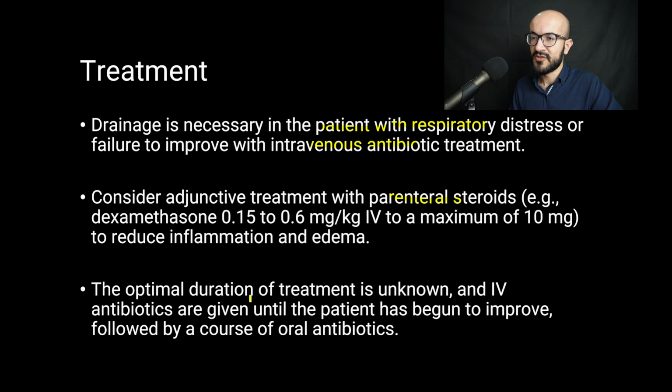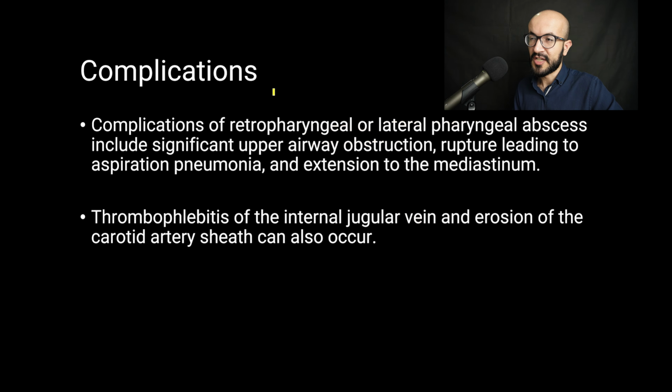And the optimal duration of treatment is unknown, and IV antibiotics are given until the patient has begun to improve, and it is followed by a course of oral antibiotics. Finally, let's talk about the complications. So complications of retropharyngeal or lateral pharyngeal abscess include significant upper airway obstruction and rupture leading to aspiration pneumonia and extension to the mediastinum. Now, thrombophlebitis of the internal jugular vein and erosion of the carotid artery sheath can also occur.